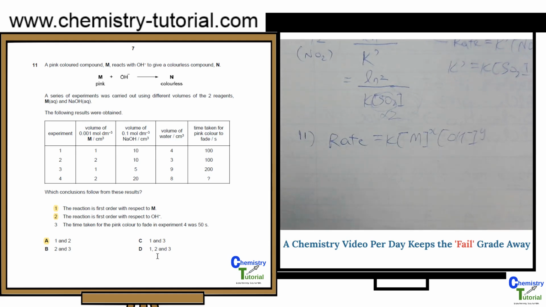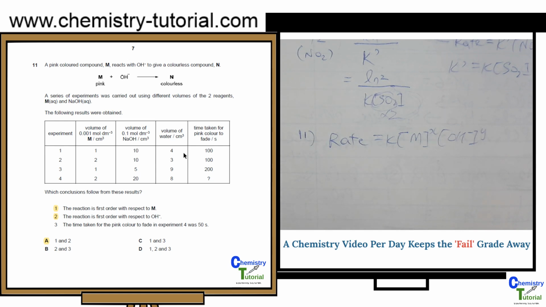For this example, a lot of students will probably think that, when the concentration of M changes... but you notice that the total volume is kept constant. Check this out. For experiments 1, 2, and 3, the total volume is 15. Because 1 plus 10 plus 4 gives you 15. For experiment 2, 2 plus 10 plus 3 gives you 15. For experiment 3, 1 plus 5 plus 9 gives you 15. We need to keep the total volume constant by adding the required amount of water.